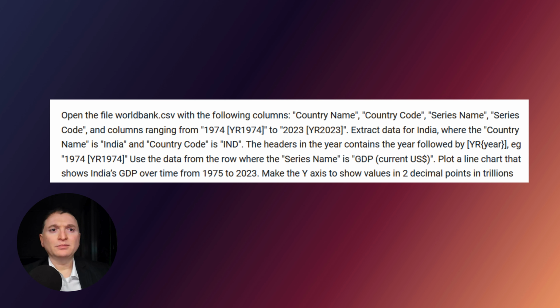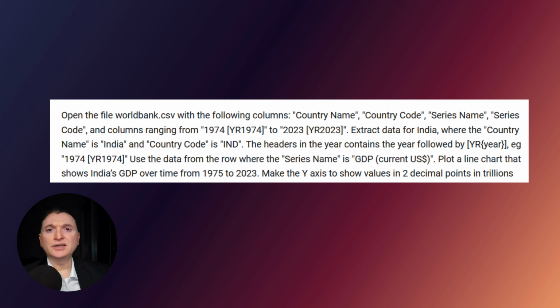I'm also giving the first instruction, which says extract the data for India, where the country name, which is the name of the column, is India, and the country code is IND. The headers in the year columns contain the year followed by brackets, YR, followed by the specific year, for example, 1974, open bracket, YR1974, close bracket. I want to make sure that the generative AI has enough information so it knows how to extract the values for each of the years.